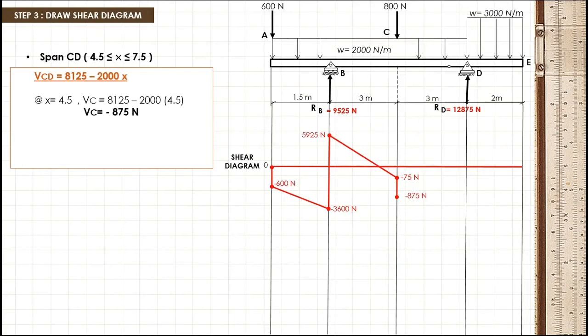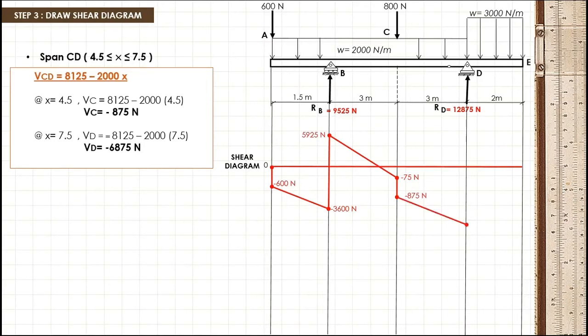Next point at D, wherein x is equal to 7.5. By substituting the value of x to this equation, we got a negative 6,875 Newton as a value of shear at point D. Since we got a negative value, we will be putting it under our reference line.